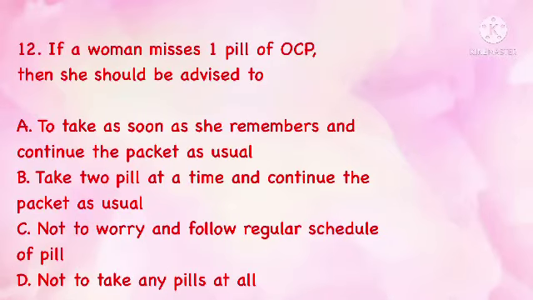If a woman misses one pill of OCP, then she should be advised to take it as soon as she remembers and continue the packet as usual; take 2 pills at a time and continue the packet as usual; not to worry and follow the regular schedule of pills; or not to take any pills at all. And the correct answer is A. To take it as soon as she remembers and continue the packet as usual.